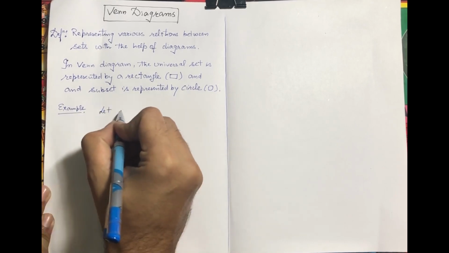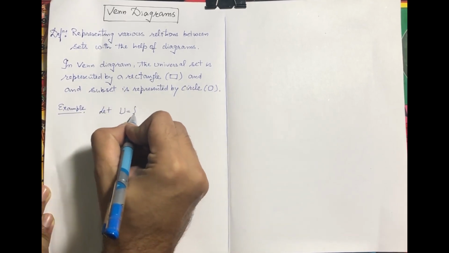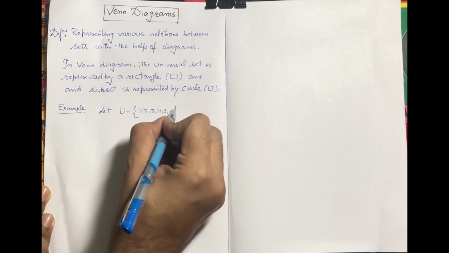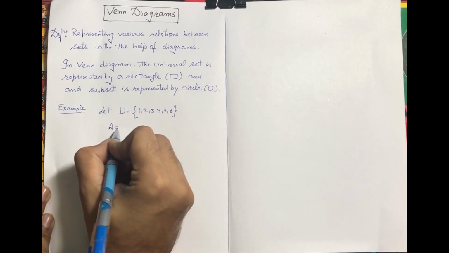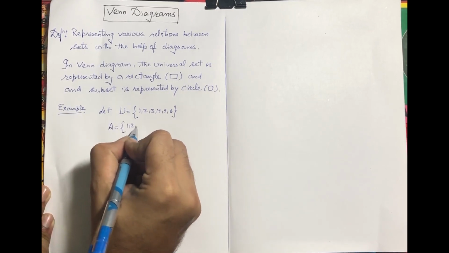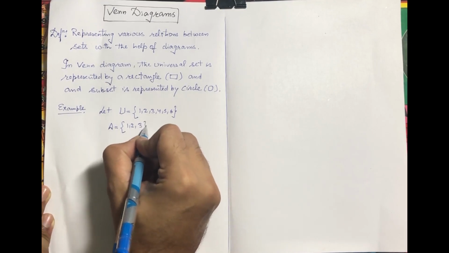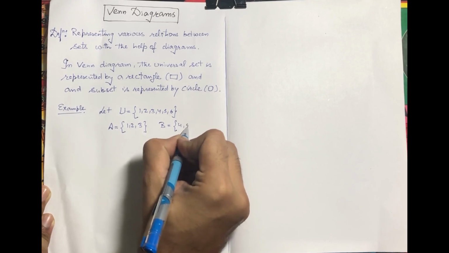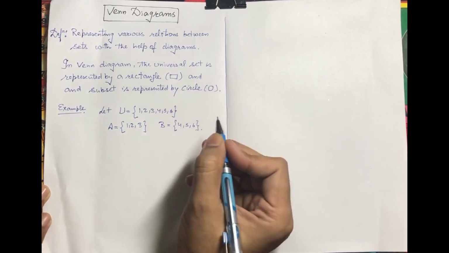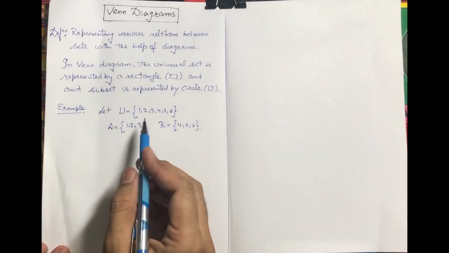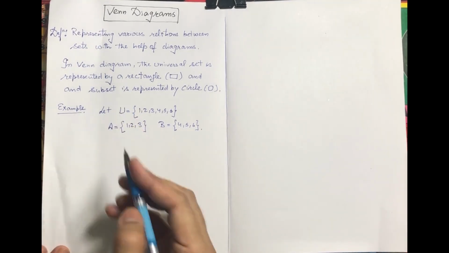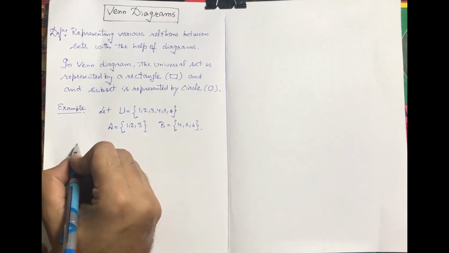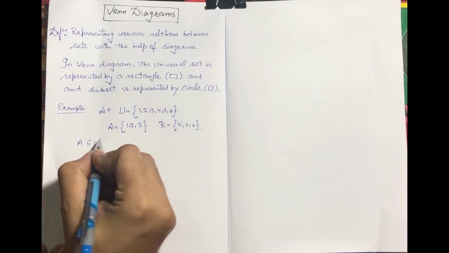Let U be the universal set 1, 2, 3, 4, 5, 6, and A is any subset of U, 1, 2, 3, and B is another subset, 4, 5, 6. Now how can we express the relation of A and B with U with the help of Venn diagrams? First of all, what is the relation of A and B with U? Both are subsets of U.